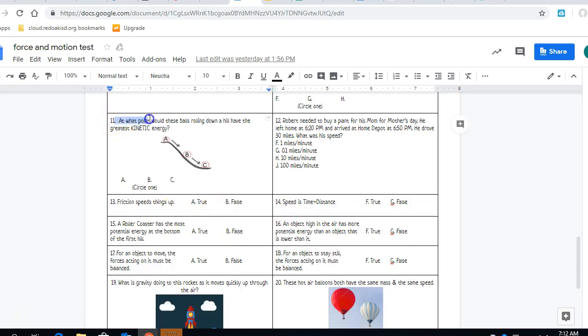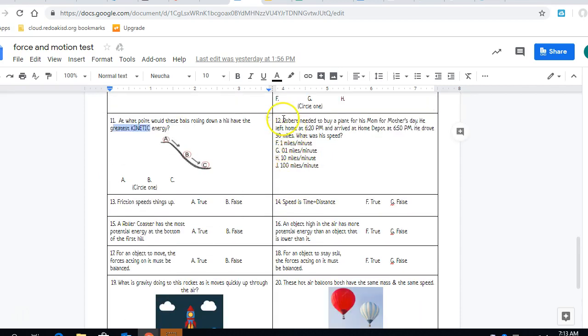Number 11, at which point would the balls rolling downhill have the greatest kinetic energy? So which one of these shows the greatest amount of kinetic energy? Is it this one, A, this one, B, or this one, C?